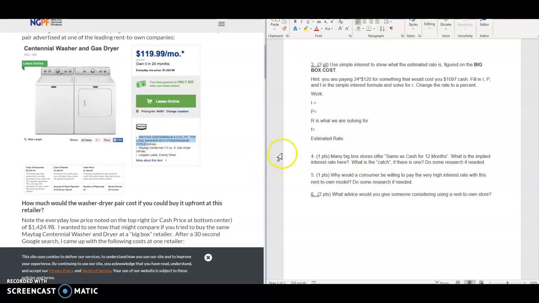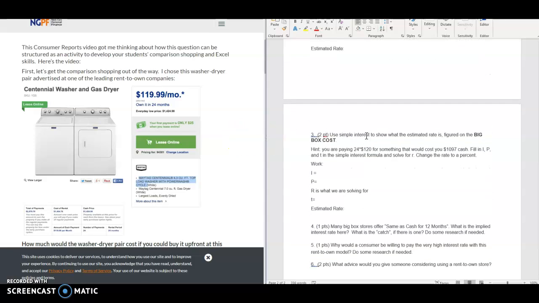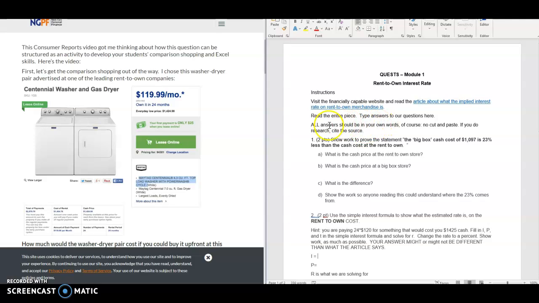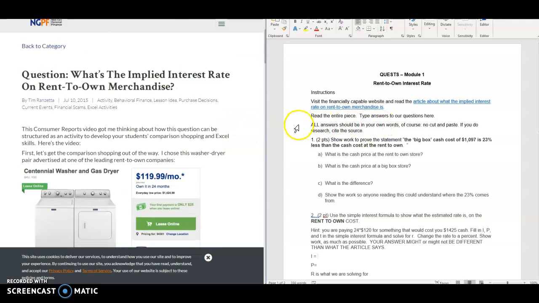Those are just some tips on how to look at this quest and answer the questions. If you're struggling with anything in the quest, just shoot me an email and I can help walk you through it.